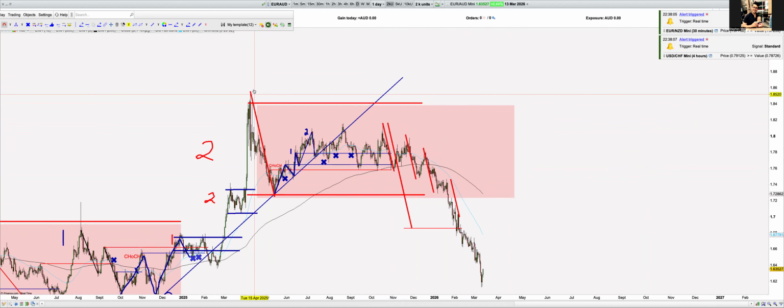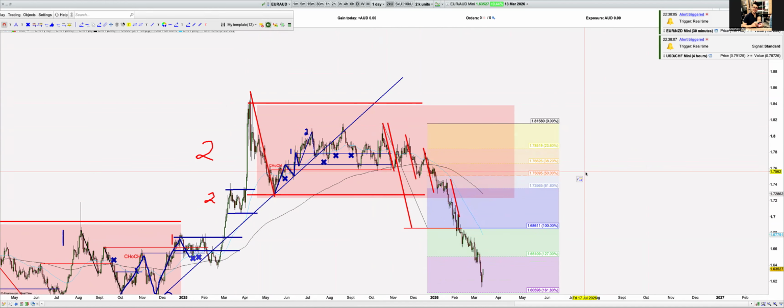Now, what this means is the AB equals CD completed here. I have a funny feeling that the harmonic extension may have failed even on this, so it does make it questionable. So we broke through a lot of important ranges.